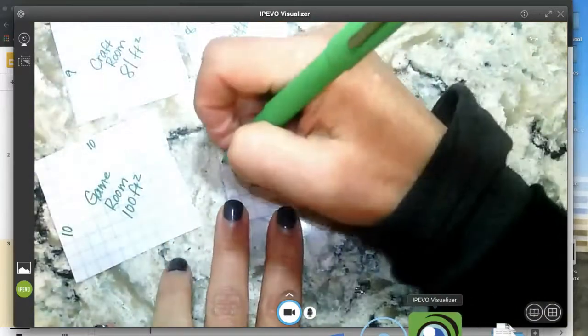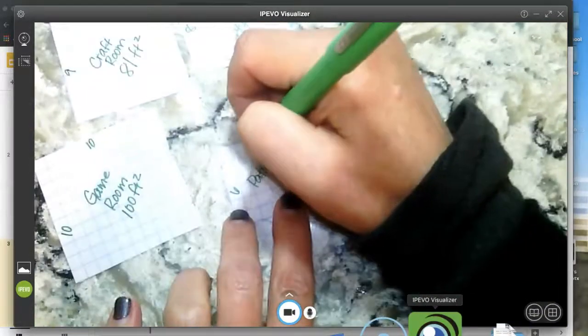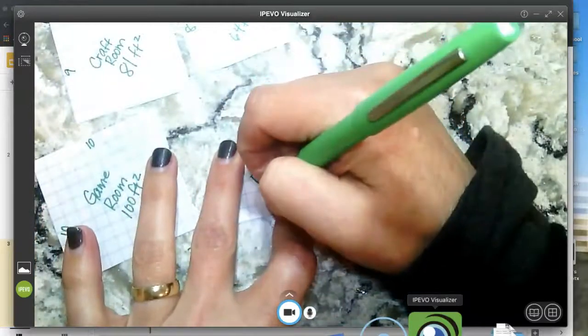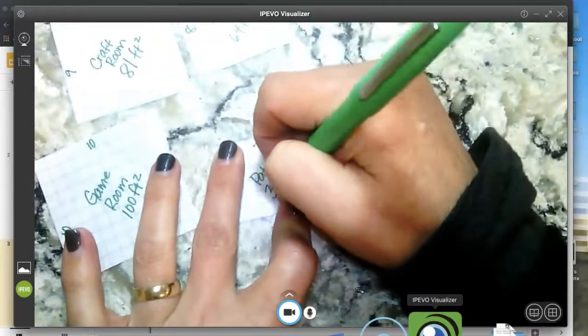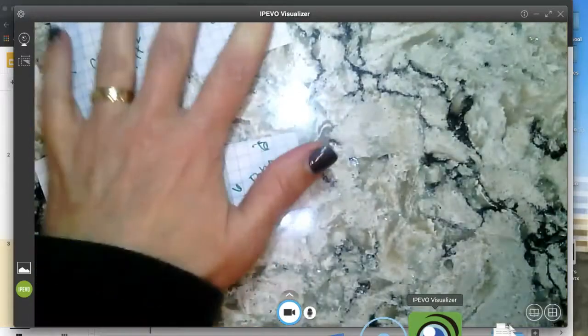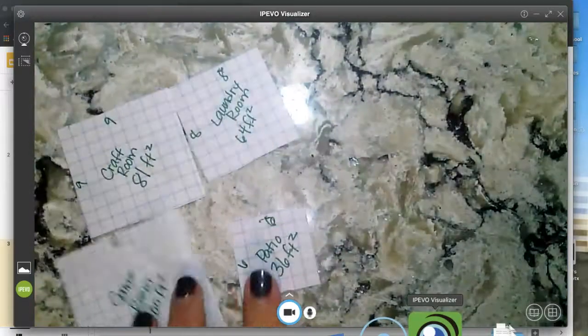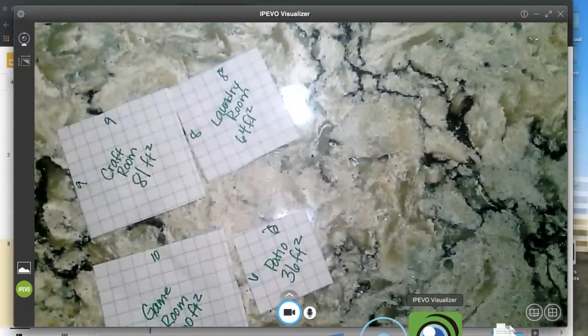And it has side lengths of 6 by 6. Oops. So it has an area of 36 feet squared. So you have your 4 manipulatives of how you can do letter A.